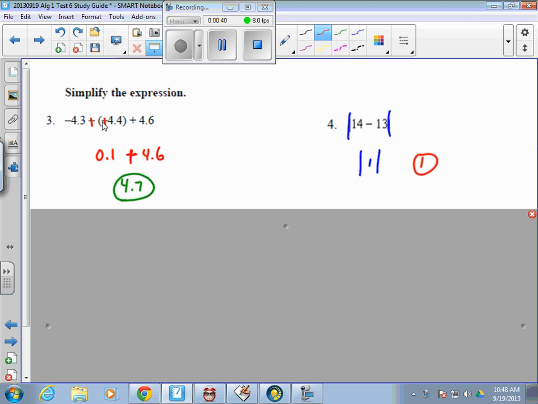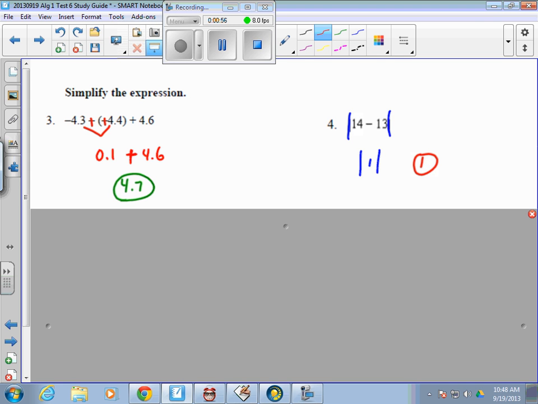3, simplify the expression. Negative 4.3 minus a negative 4.4 plus 4.6. Minus the negative means to add. So when you put these two together, you get 0.1. 0.1 plus 4.6 is 4.7.